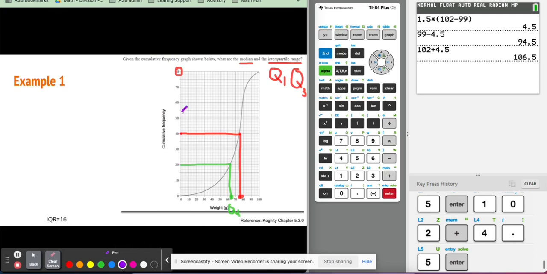And then we're going to do the same thing. Halfway between 40 and 80 is 60. So I'm going to draw my line and I'm going to follow it down. It seems to be very, very close to my median. And this is going to be my Q3.